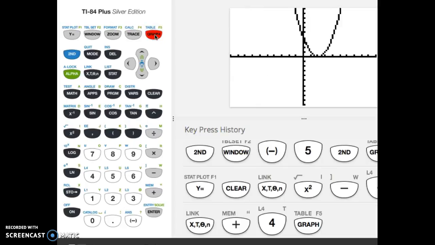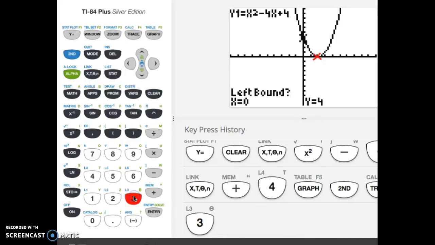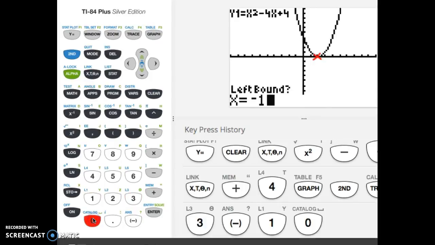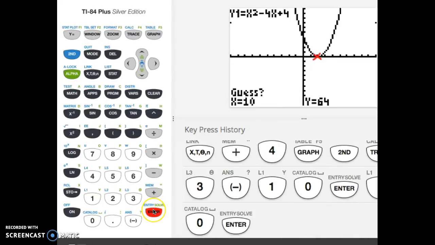You're going to notice that your vertex is right here, somewhere in that area. It ends up being a minimum again. So I'm going to hit second trace and go to minimum, which is number 3. I'm going to choose an x value on the left, so again I'll use -10, and one on the right of my minimum, so +10. Then I'll hit enter one extra time, and it should light up on it. Now again, there's always a little bit of a rounding error, but 2, 0 is my vertex, so I'll go ahead and fill that in.